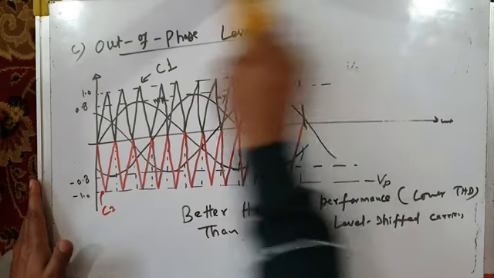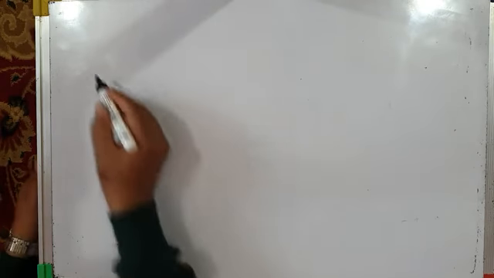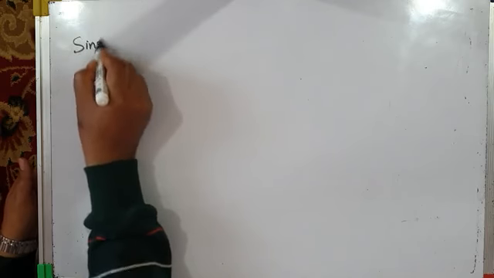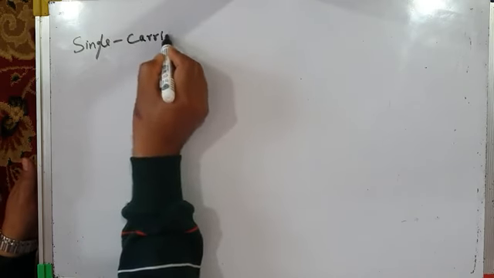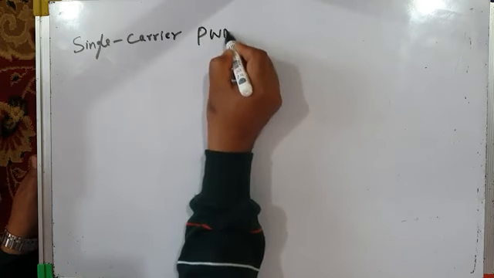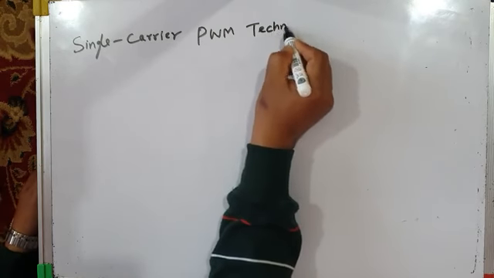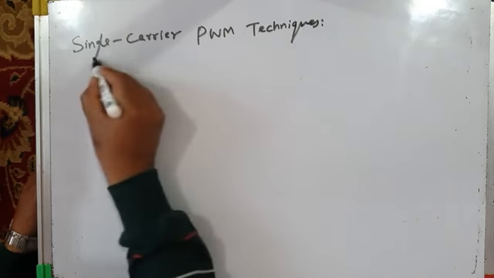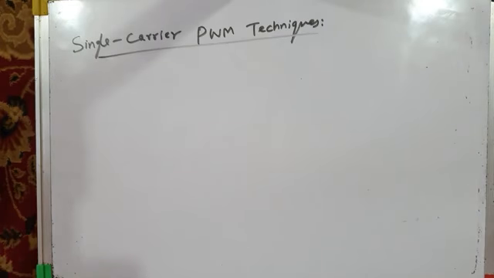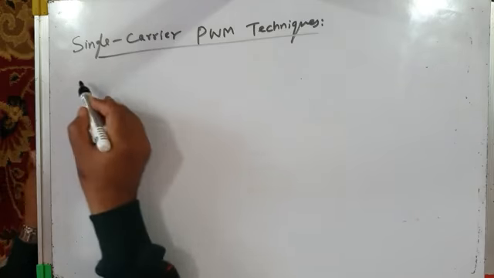And the fourth type is, instead of using two carriers, can we use only one carrier, a single carrier? Yes, that's also possible. I will now note down single carrier PWM technique. Because whether it is in-phase level-shifted carriers or out-of-phase level-shifted carriers or phase-shifted carriers, you have to use two carriers. Can we do with only one carrier, as we have been doing in two-level inverters? Answer is yes. Let me show you how we can do that.